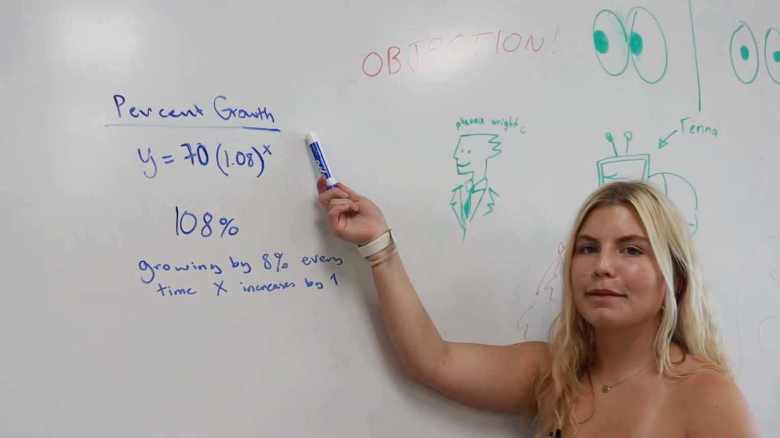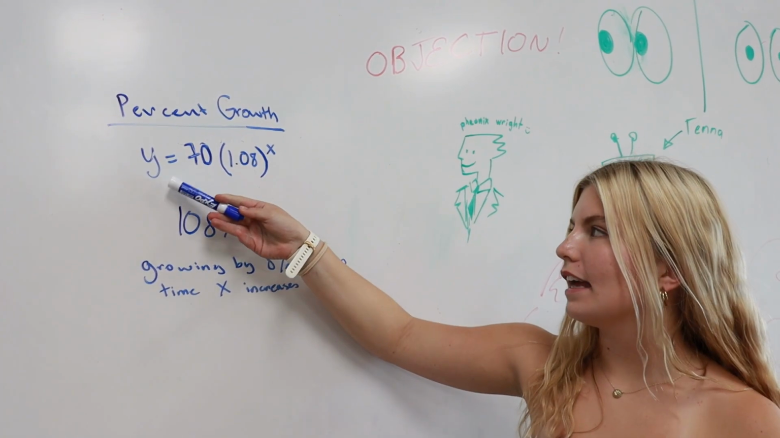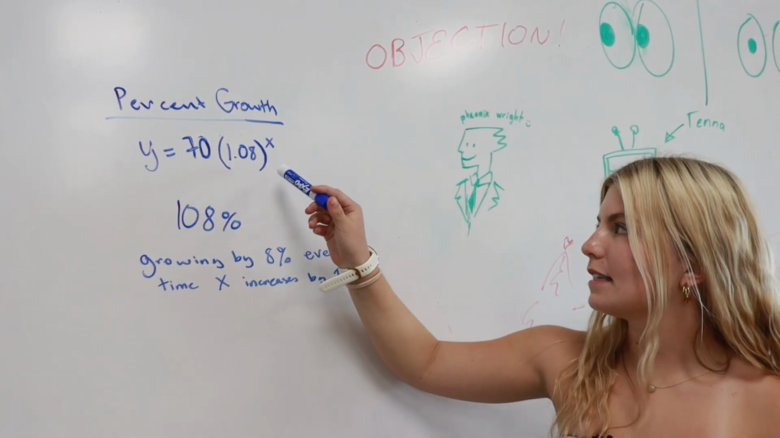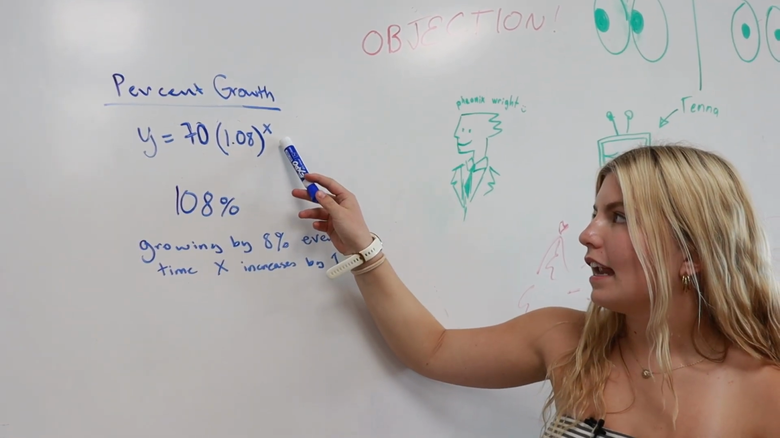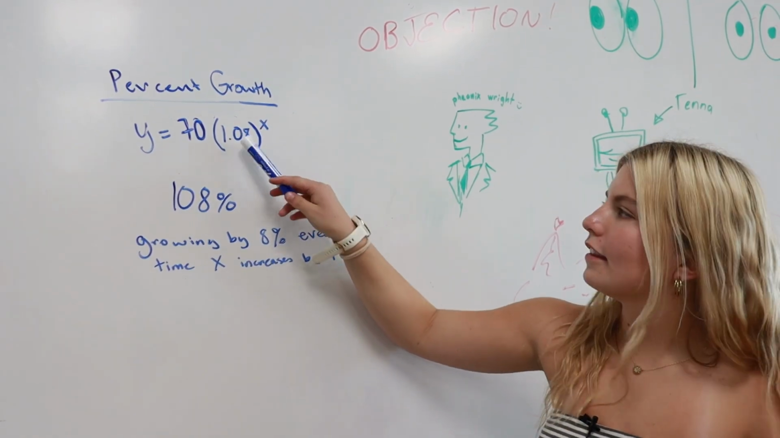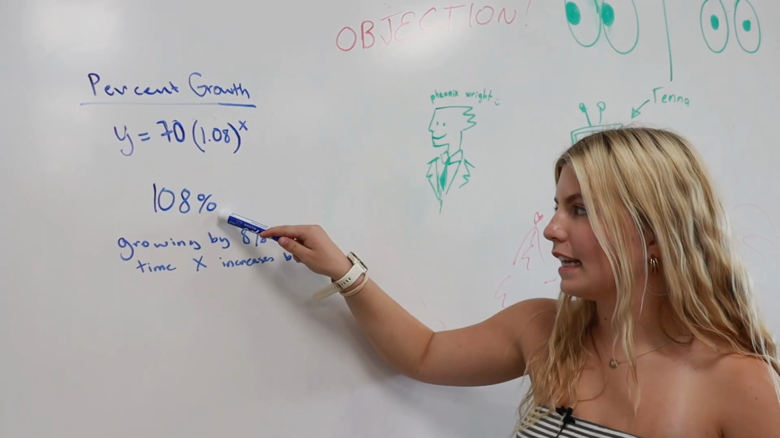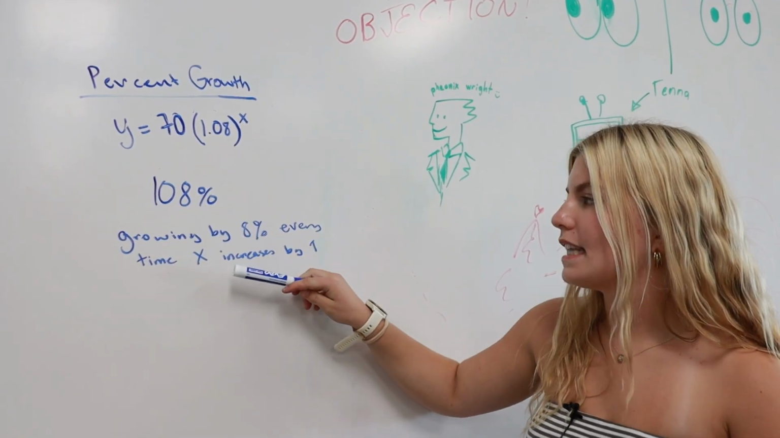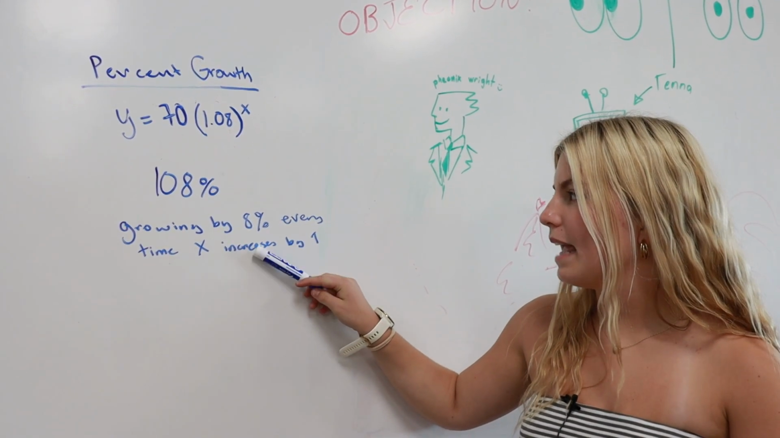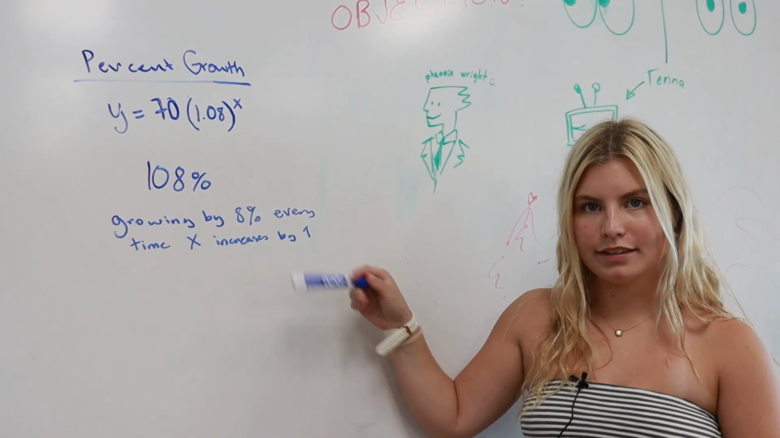This is our example for percent growth. In the equation y equals 70 times 1.08 to the power of x, we know that this is increasing because the number in parentheses is greater than 1. If we convert it to a percentage, it would be 108%, which means that 70 is growing by 8% every time x increases by 1.